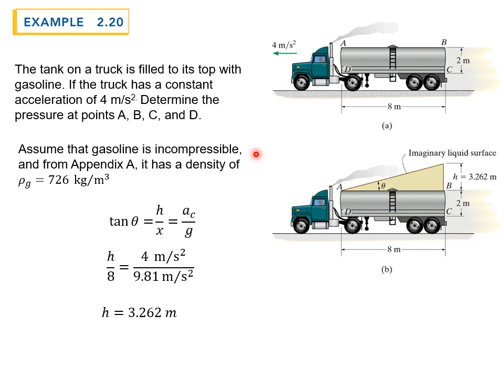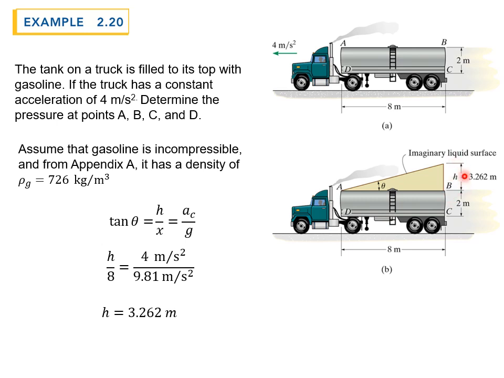So let's look at example 2-20. A tank of gasoline is moving to the right at 4 meters per second squared. He gives us the dimensions of the tank, and he wants us to find the pressure at A, B, C, and D. He tells us to assume it's gasoline that has a density of 726 kilograms per cubic meter. Here we can use the formula tangent theta equals h over 8 meters, and that equals the acceleration of the truck divided by g. The only unknown here is h, so we can find h is 3.262 meters.